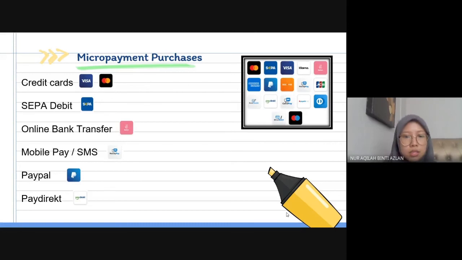Okay, online bank transfer ni adalah yang paling biasa kita gunakan sebab kaedah dia senang dan kita biasa gunakan sebab dia tidak memerlukan proses pendaftaran yang rumit. Lepas tu kita hanya perlu tunggu I-Access, code ataupun TAC. Okay. And other micropayment purchases are like mobile payment, mobile pay or SMS, PayPal and PayDirect.